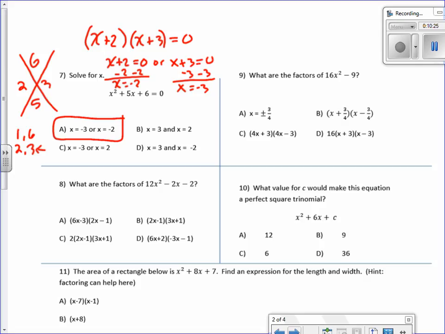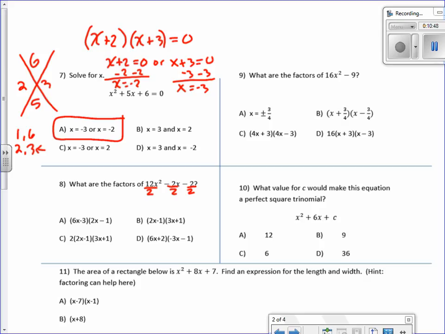Number 8. What are the factors? Okay, notice this one doesn't equal 0. It doesn't say solve. It just asks me for the factors. And so, once again, I always check for my GCF. The biggest number that divides into 12, 2, and 2 is 2. All right. Now, 2 is one of the factors, so make sure you continue to use that.